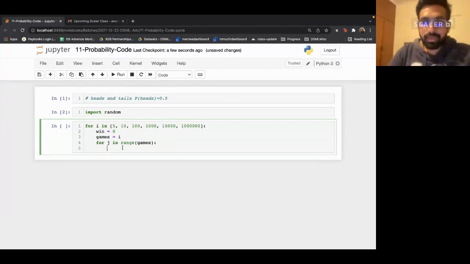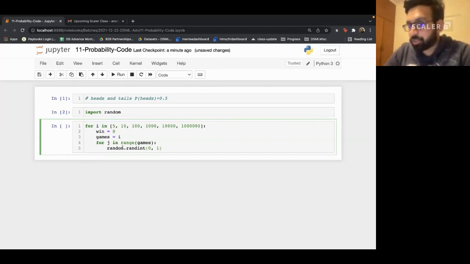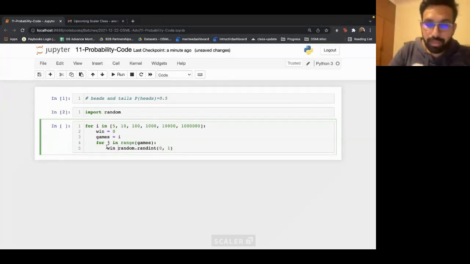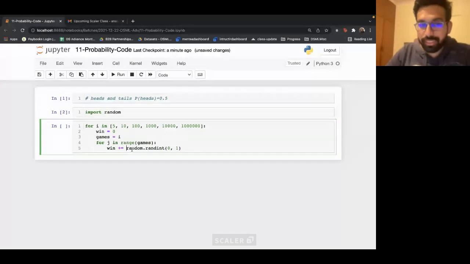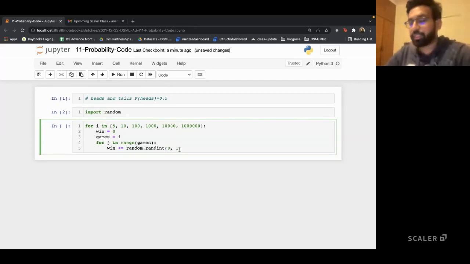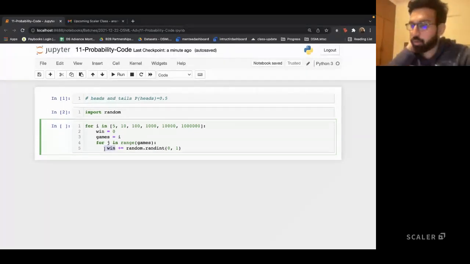And here I'm going to say random.random. This function will give me a random number between 0 and 1, so it will give 0 or 1. So I can say 1 is the success. I'm going to say win plus equals this. If it gives me 1, I will consider it as, let's say, a head appeared in the coin. It will uniformly randomly output 0 or 1, and when I get 1, this counter will have one more value added.